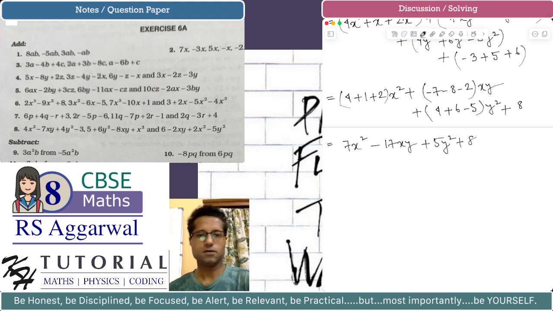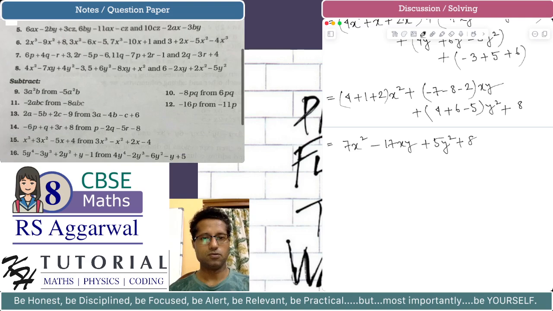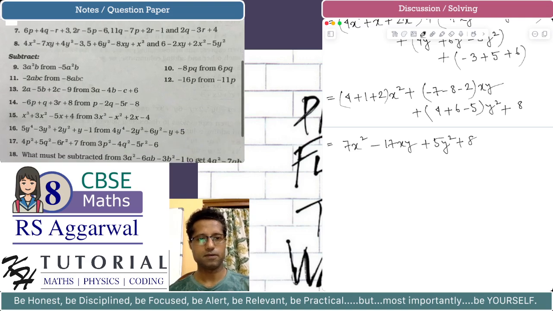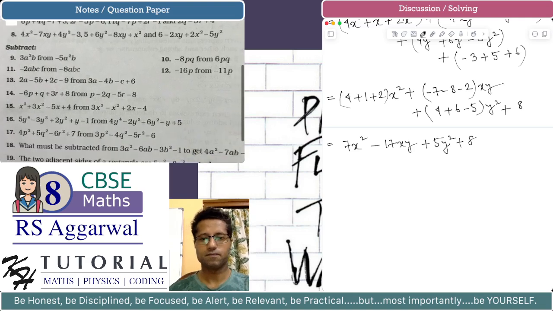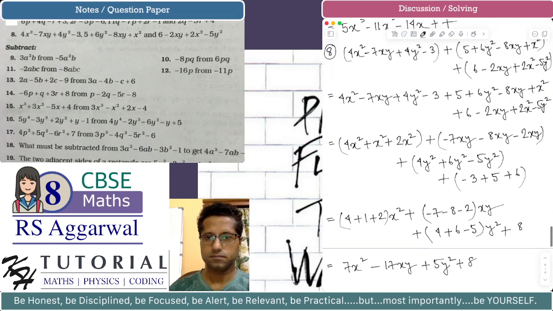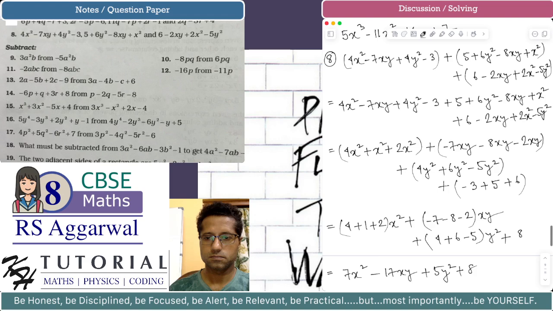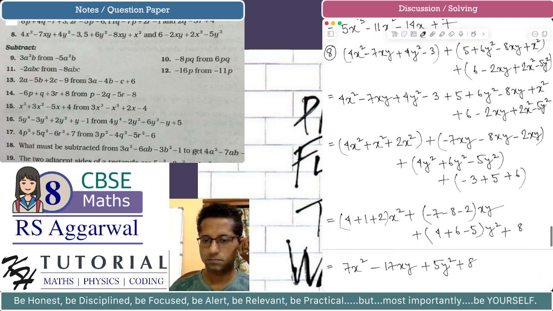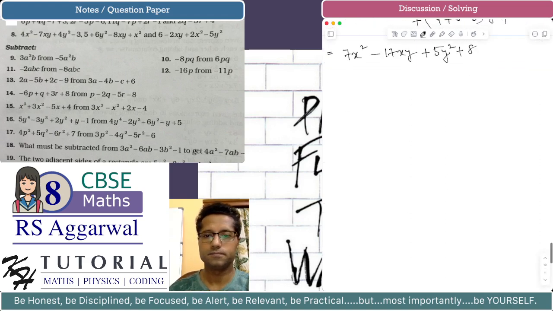Okay, so this was about addition of algebraic expressions. Now let's do some problems in subtraction of algebraic expressions. Let's do, okay, you can take a screenshot. Let's do problem number 9.